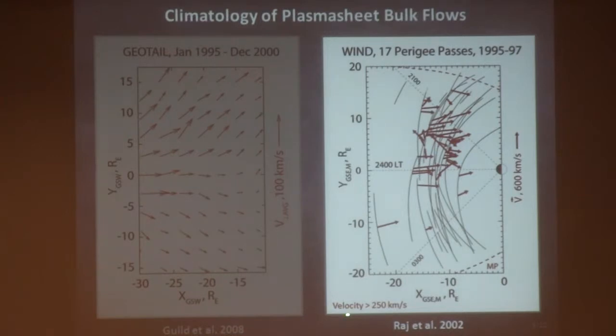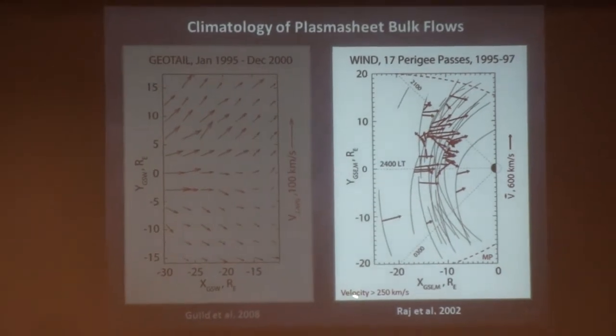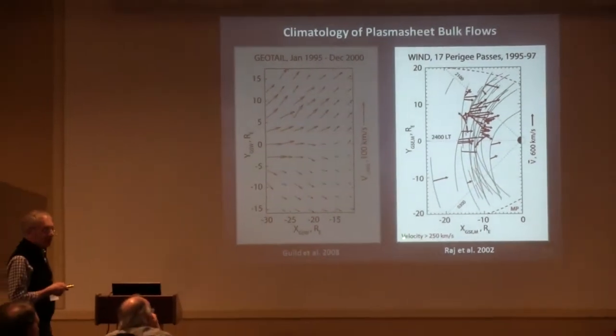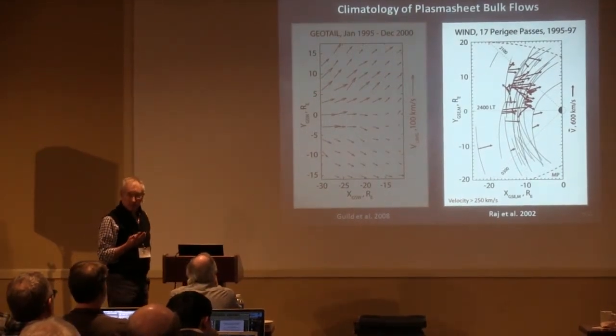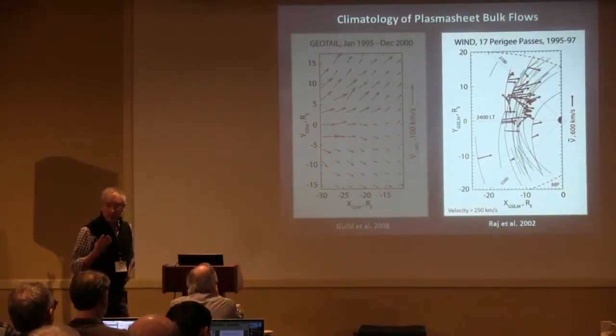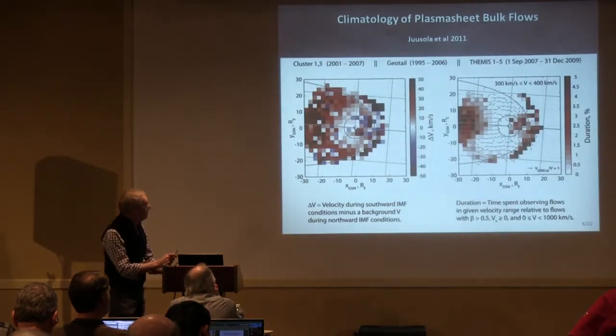If you ask where the flows are the largest, in this paper by Raj et al., based on 17 perigee passes, indicated in gray here, where data could have been acquired, and you ask for flow velocities greater than 250 kilometers per second when the plasma beta is greater than 1, to indicate that you are in the neutral sheet, then you find that most of the fast flows occur in the pre-midnight sector here.